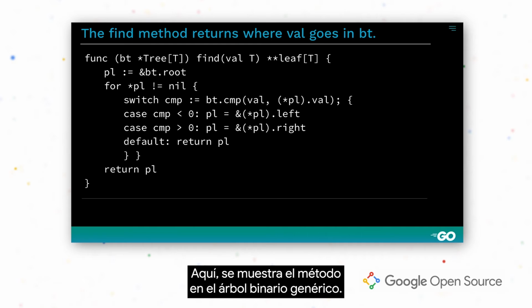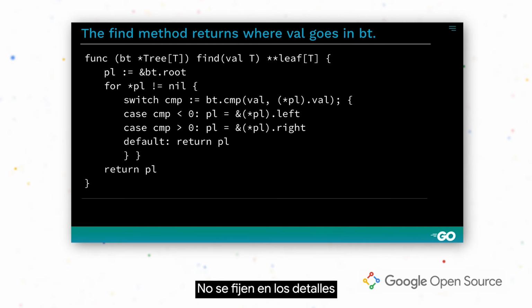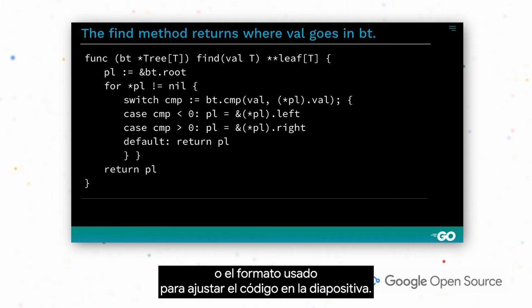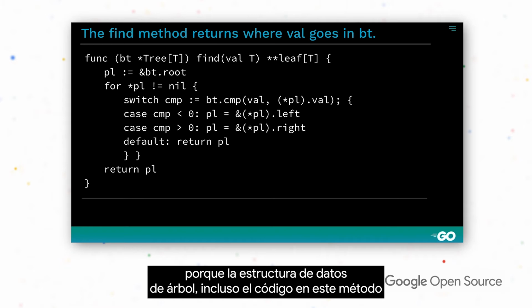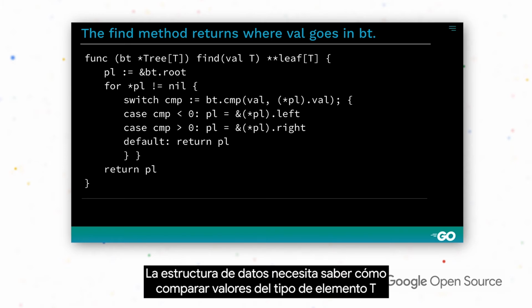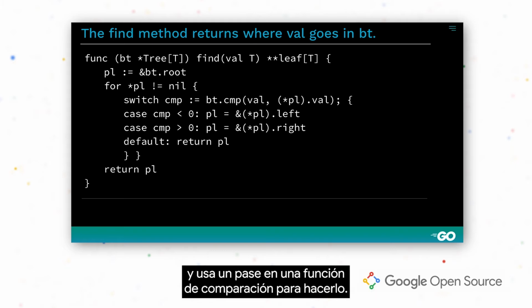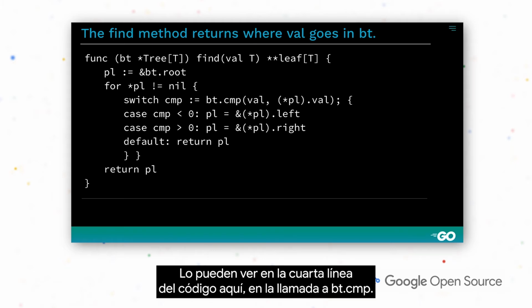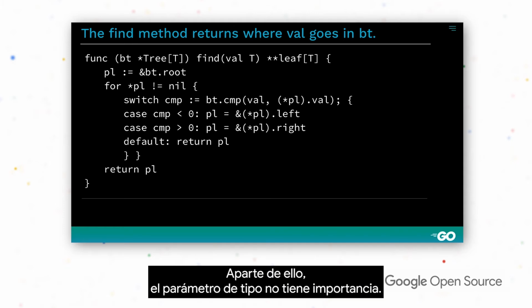And this shows the method on the generic binary tree. Don't worry about the details here or the formatting used to fit the code onto the slide. The point is that this is a reasonable use of type parameters because the tree data structure and even the code in this method is largely independent of the element type t. The data structure does need to know how to compare values of element type t, and it uses a passed-in comparison function to do that. You can see that on the fourth line in the code here, in the call to bt.comp. Other than that, the type parameter doesn't matter at all.